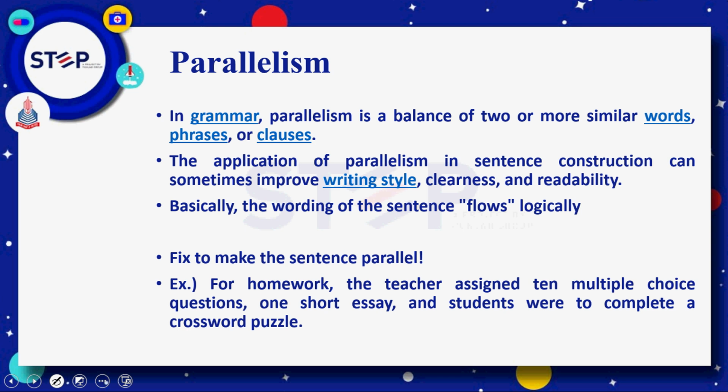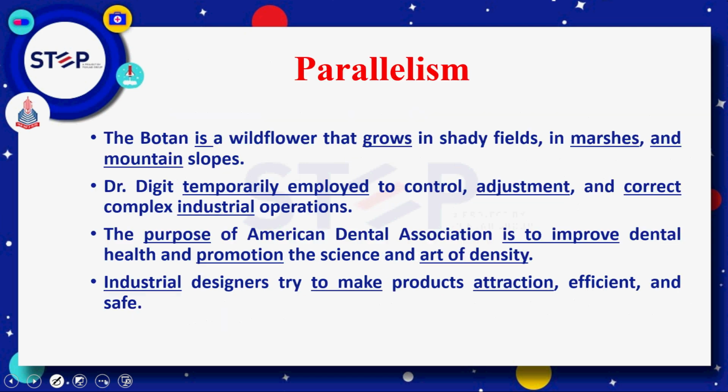Example: "For homework, the teacher assigned 10 multiple choice questions, one short essay, and students were to complete a crossword puzzle." In this sentence, "and students were to complete" is extra and it is making the sentence wrong. It should just be "and a crossword puzzle." This "and" will be used, but the rest of the words, four words, are extra. Some more examples of parallelism. "The botan is a wild flower that grows in shady fields, in marshes and mountain slopes."